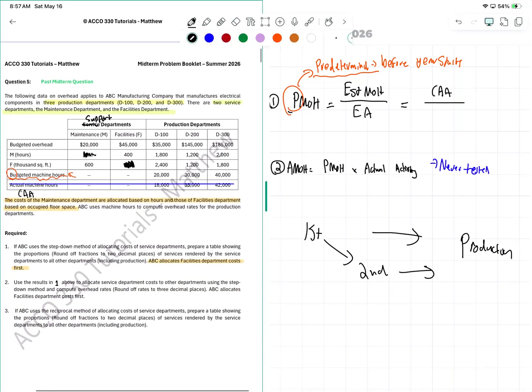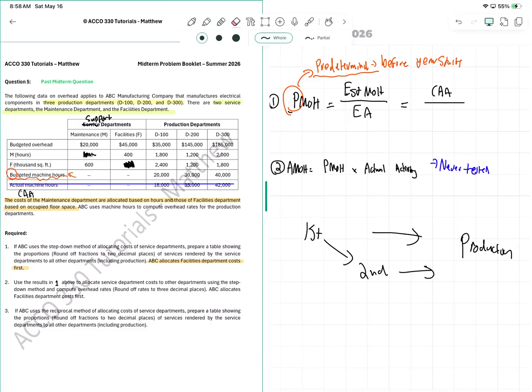Okay, so that's the first thing. We're going to prepare a table of proportions. So required 1 is the proportion matrix, not actually asking you for the cost allocation board. Now, in required 2, it says use the results in 1 above to allocate service department costs to other departments using the step-down method and compute overhead rates, rounded off to 3 decimal places. ABC allocates facilities department costs first. So basically, for required 1 and 2, we're going to answer those two at the same time, because in order to do the cost allocation, we need to prepare the proportion matrix first, which is probably why they ask it first.